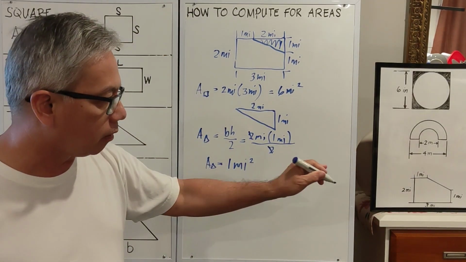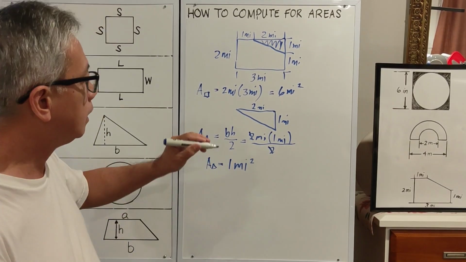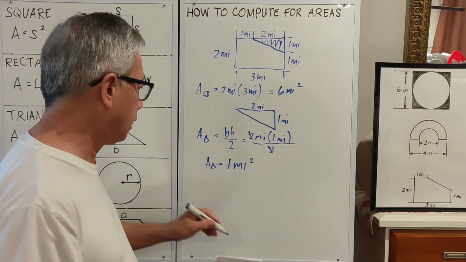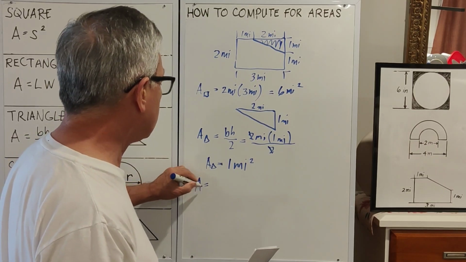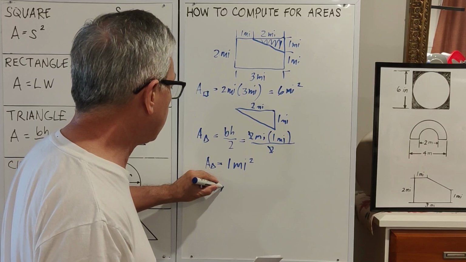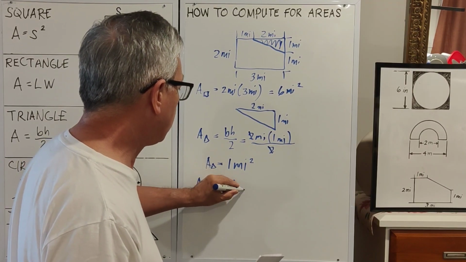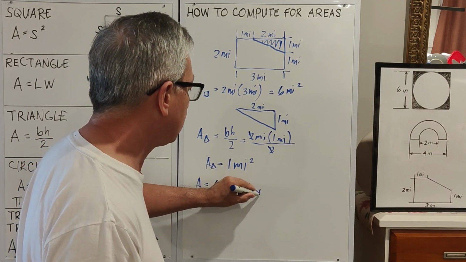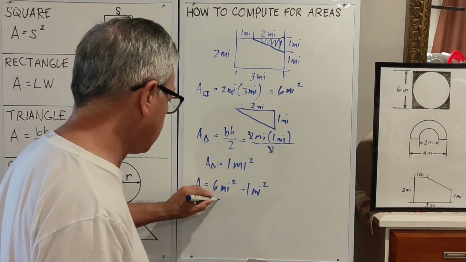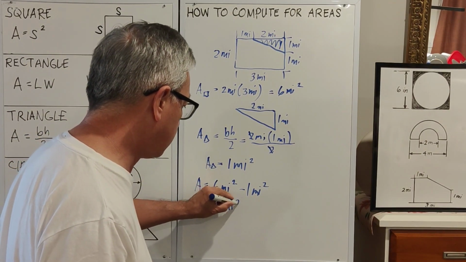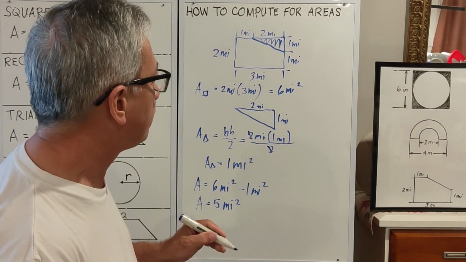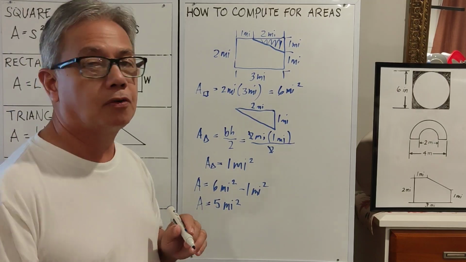Now to get the area of that shape, we need to subtract the area of the triangle from the area of the rectangle. So the area is 6 miles squared minus 1 mile squared. So 6 minus 1 is 5 miles squared. So this is the area of that shape. And that's how you compute for areas.